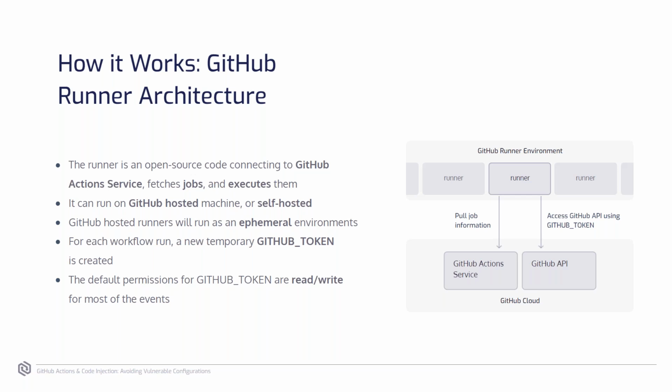In addition, for each job, GitHub creates a temporary token called the GitHub token, which can be used to access the GitHub API for various tasks. Such tasks could be updating issues, comments, pull requests, code, and more. Another interesting topic is that the default permissions for the GitHub token are read and write for most of the triggering events.